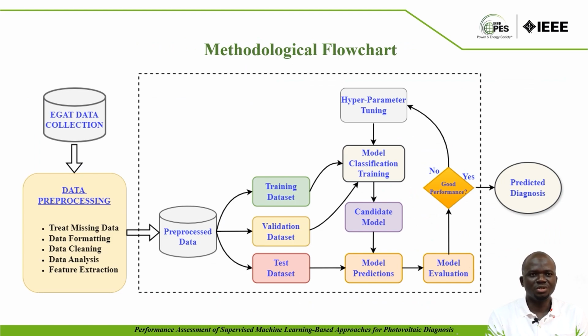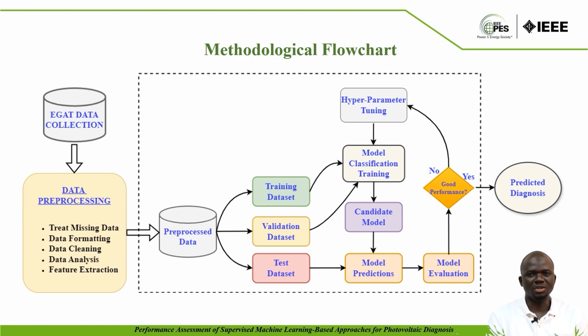So this shows the methodological flow chart, where data sets were collected by EGAT, the Electricity Generating Authority of Thailand, over the period of 1 year from January 1st, 2019 to December 31st, 2019. This data set is preprocessed. Linear interpolation was used to treat the missing values. The data set was formatted and cleansed, and data analysis was applied. Feature extraction was also applied. And after the preprocessing, then the training, validation, and evaluation of this data set by employing several evaluation metrics, as we'll see in subsequent slides.